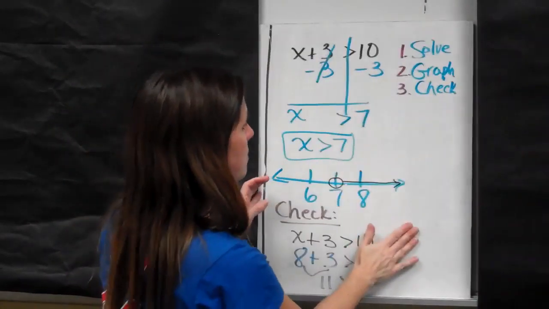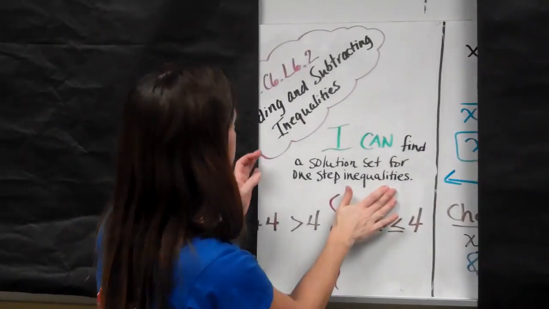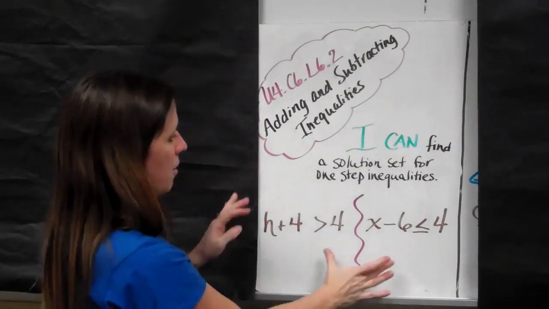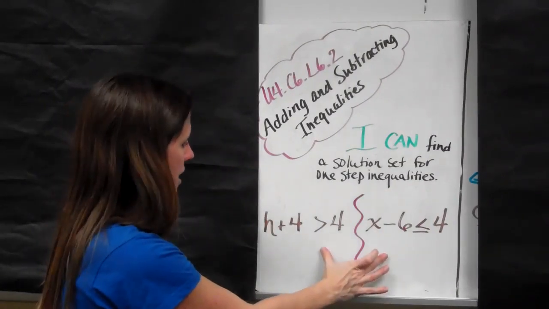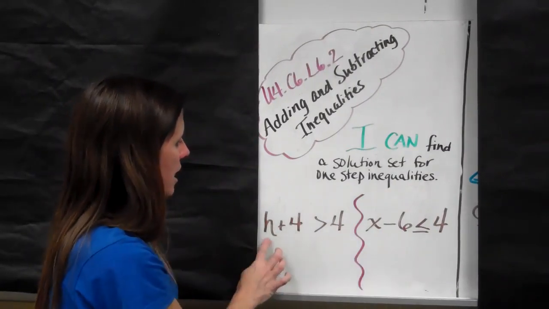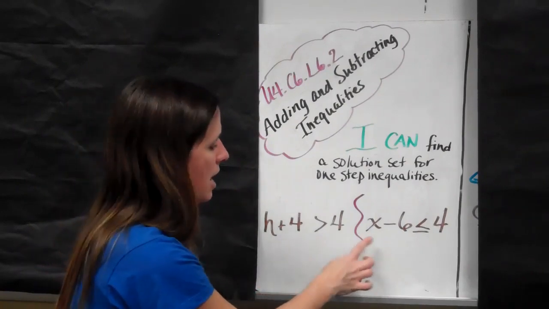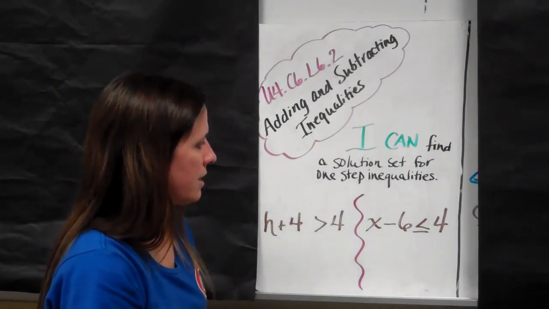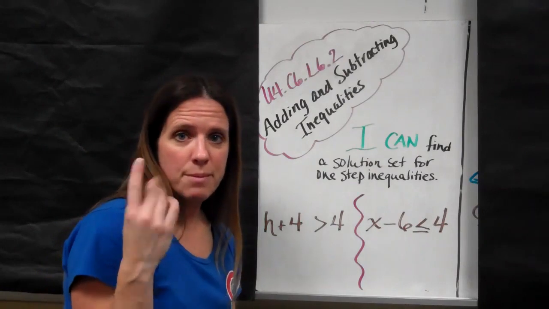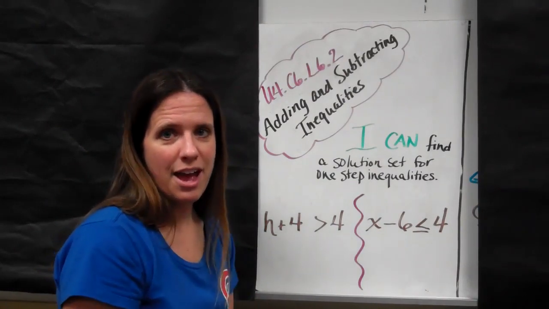All right, those are the types of problems you're going to see. So now we're going to see how well you can hit the target here. We have 2 problems that we'd like you to try, 2 inequalities. H plus 4 is greater than 4, and x minus 6 is less than or equal to 4. You're going to do the 3 steps: solve, graph, and check. Good luck.